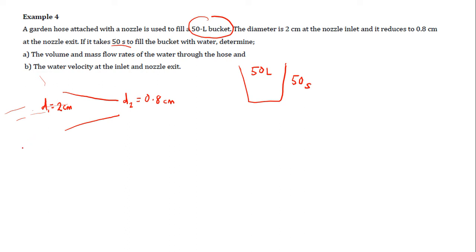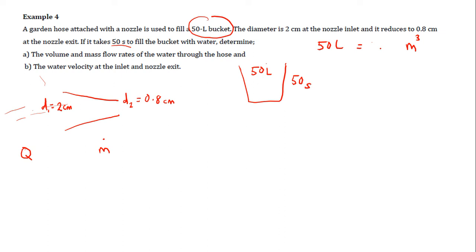Okay, how can we do this? Volume flow rate is Q and mass flow rate is m dot. Okay, how can we do that? Convert first, sir. Convert what? 50 liters to meter cube. What is it? Okay, 50 liters in meter cube. How in meter cube?